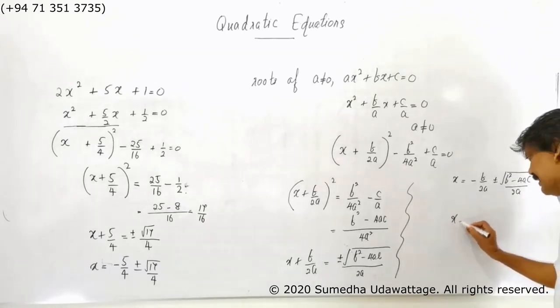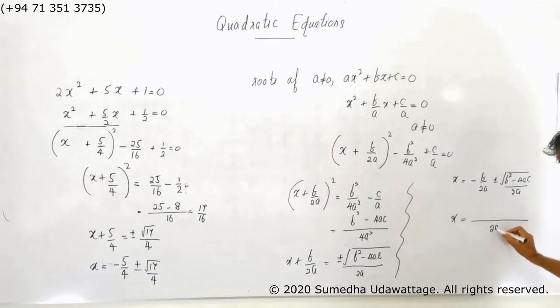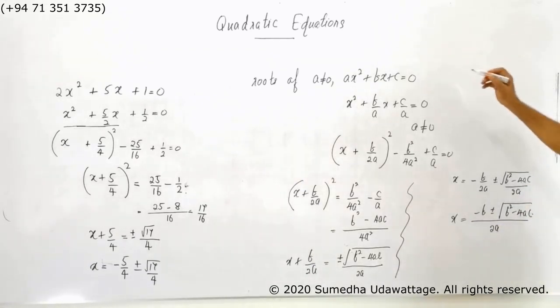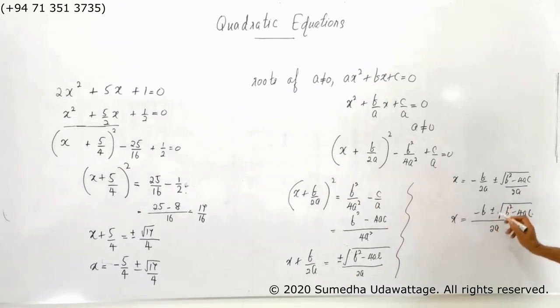Then x is equal to, taking 2a to be common, minus b plus or minus the square root of b² minus 4ac, all over 2a. The roots of this equation: x is equal to minus b plus or minus the square root of b² minus 4ac, over 2a. Probably in smaller classes your teachers would have given this to be memorized. Now it's a proof of it. In advanced level mathematics, you have to have knowledge that x is equal to minus b plus or minus the square root of b² minus 4ac, divided by 2a.